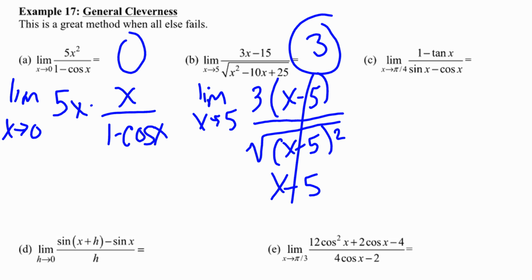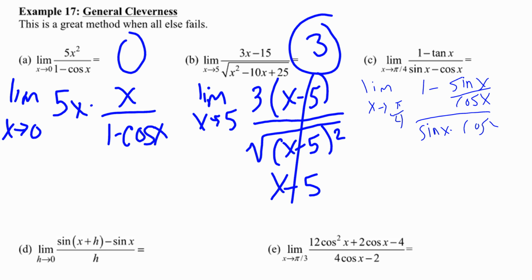The best way, sometimes with trig functions, it's easiest just to turn everything into sine and cosine. I guess I should have a smaller pen for this one. So we have the limit as x approaches pi over 4, of 1 minus sine over cosine, over sine minus cosine. And because I have an idea of where I'm going, I'm going to change this to cosine over cosine. That way I know I can combine them and start making it so it's not a complex fraction anymore.